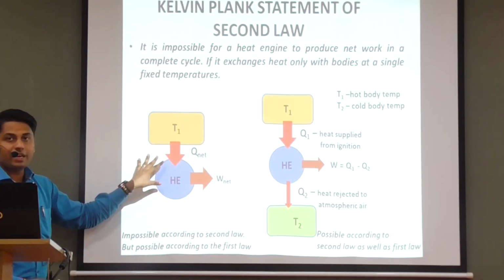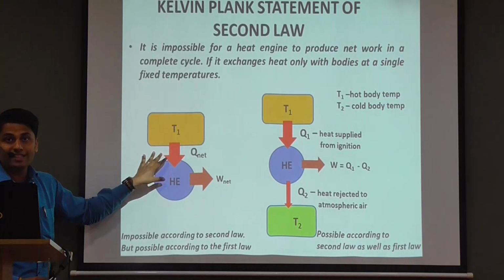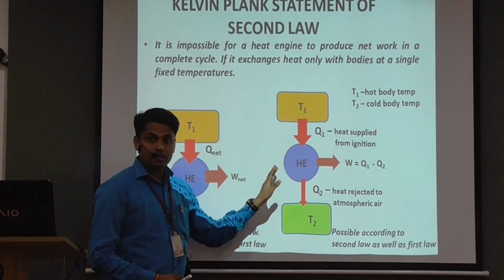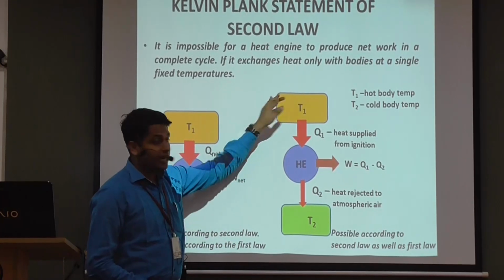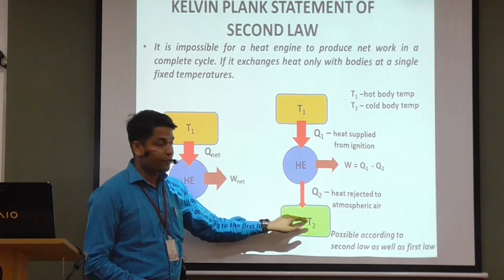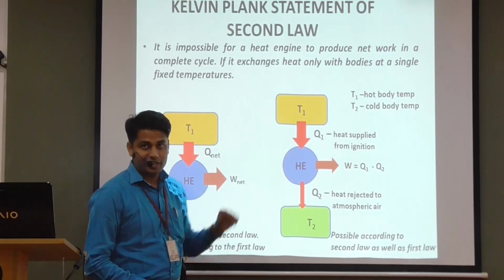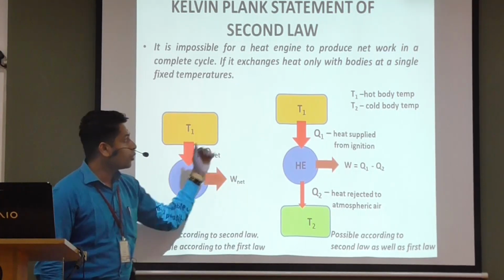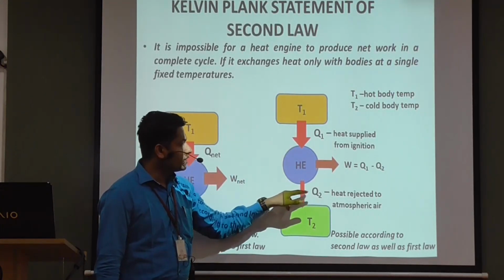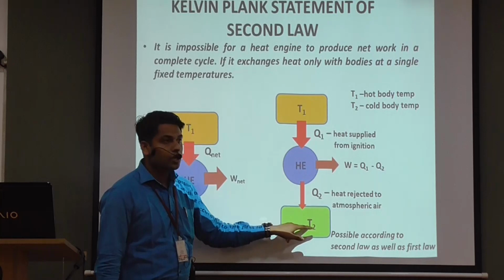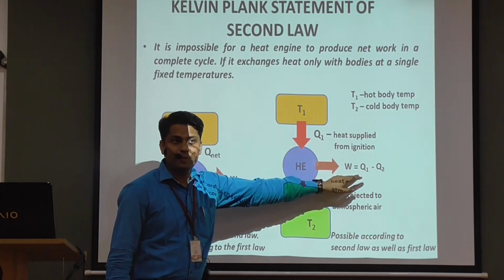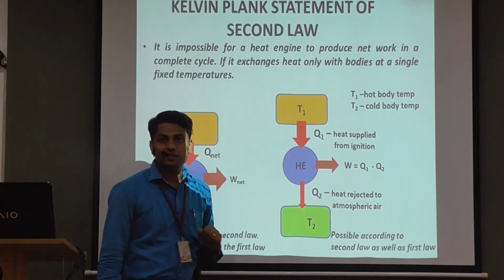So the first diagram is impossible according to the second law of thermodynamics, and this can be replaced with a high temperature reservoir with temperature T1, a low temperature reservoir with temperature T2, and a heat engine in the middle section. An amount of heat Q1 is supplied to the heat engine, and Q2 is the amount of heat which is rejected to the low temperature reservoir, and the net work output obtained is represented as W equal to Q1 minus Q2.